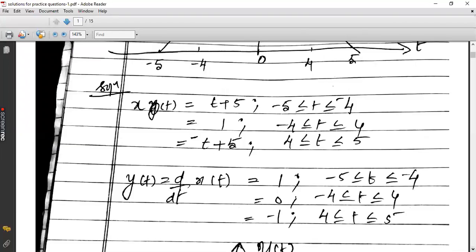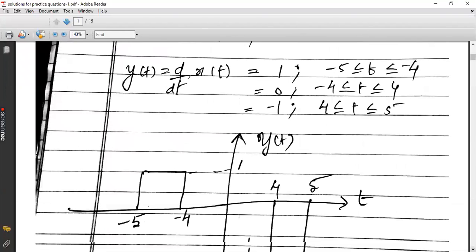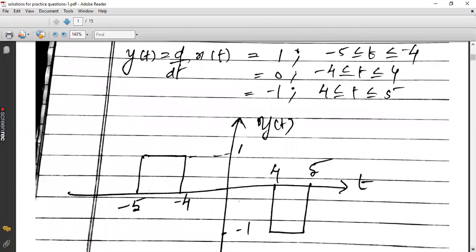So the resultant output signal can now be written like this. During -5 to -4, you are having 1. And between -4 to 4, you don't have any signal at all, so you don't need to draw anything between -4 and 4. But from 4 to 5, you are having -1. This is the output signal that you get after differentiation. This completes the first part of the question. Any doubts?